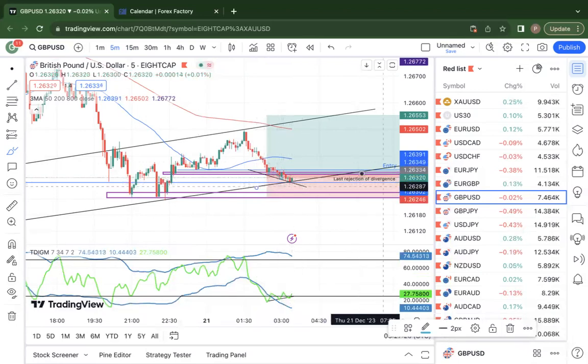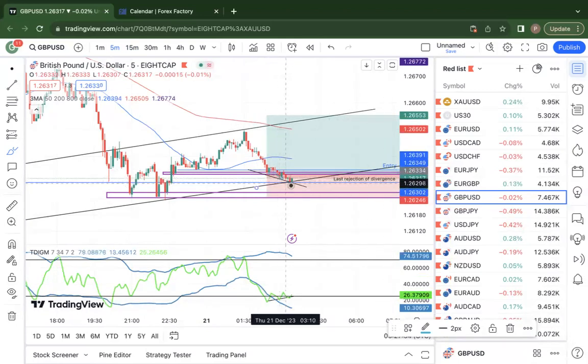So as you can see, I notated here on the chart that this will be the last rejection of divergence. So if it does not respect this last rejection, I'm most likely going to pull out of the trade. Now that's exactly how I handle and manage a trade that's in drawdown.